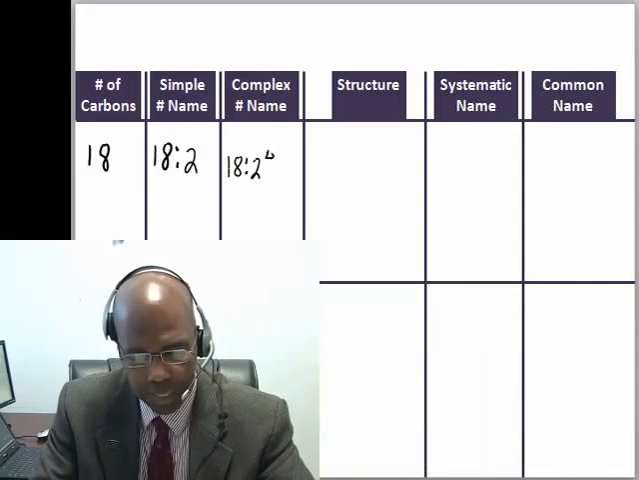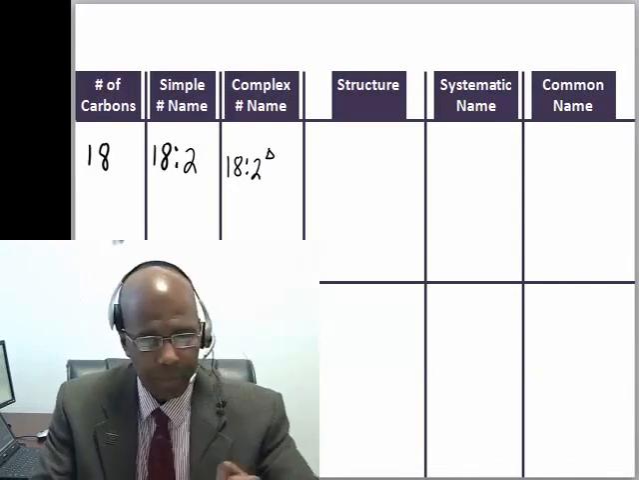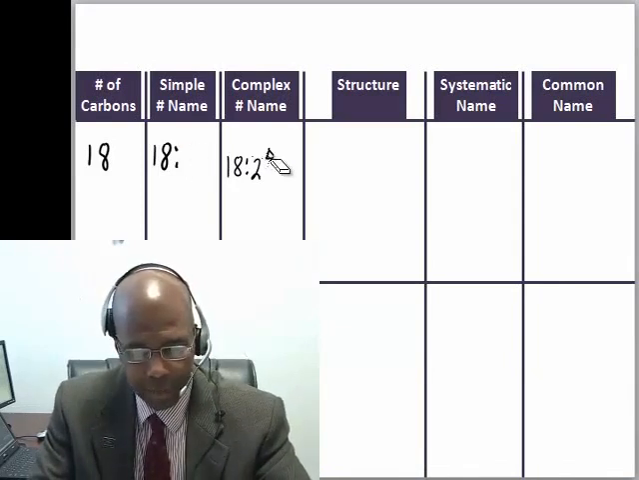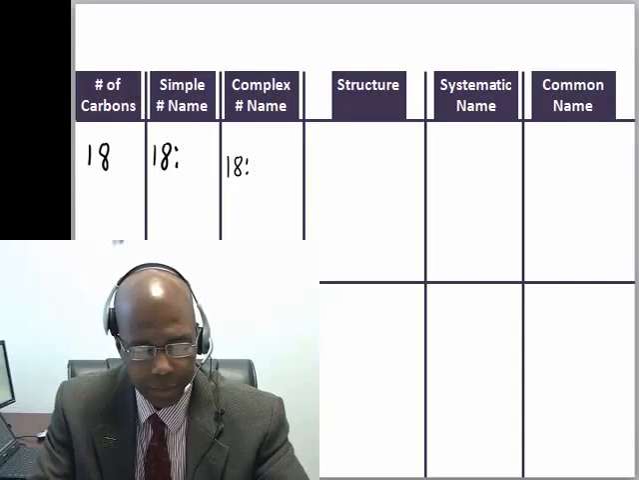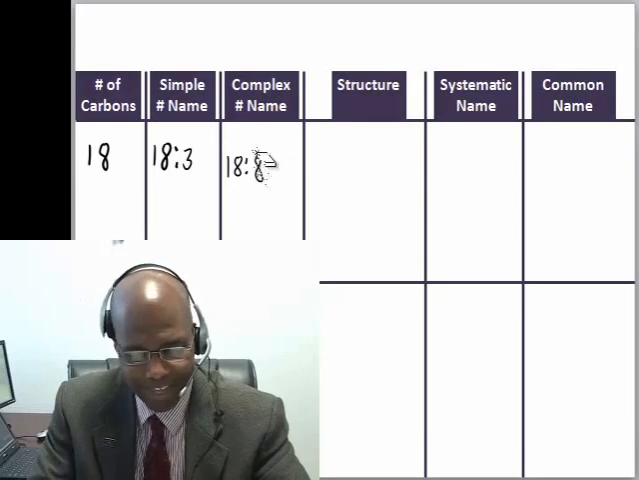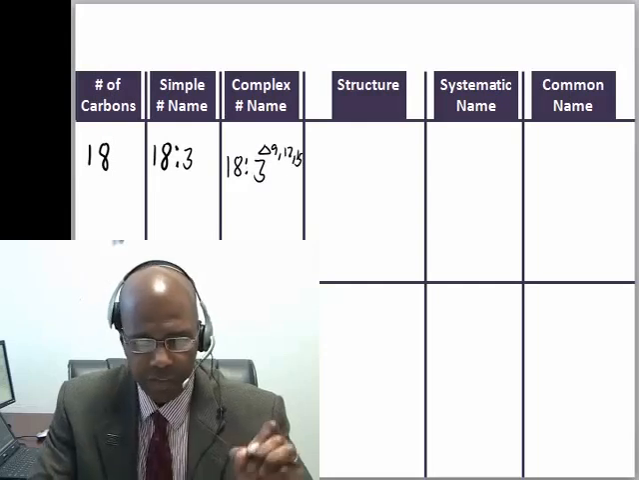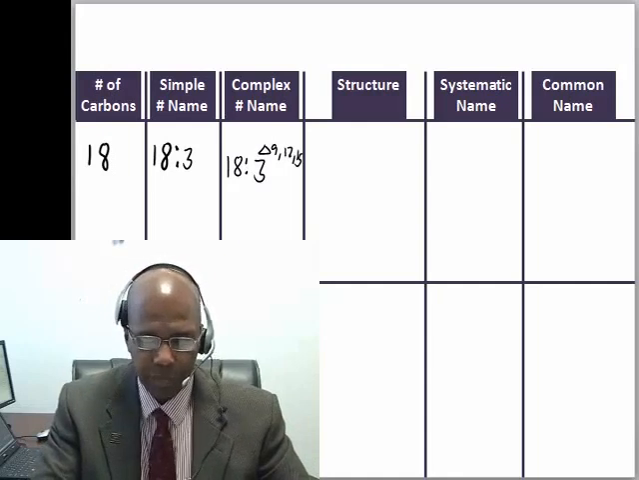We've already done 18 delta 2. This is going to be 18:3, and so the complex number is 18:3 delta 9, 12, 15.